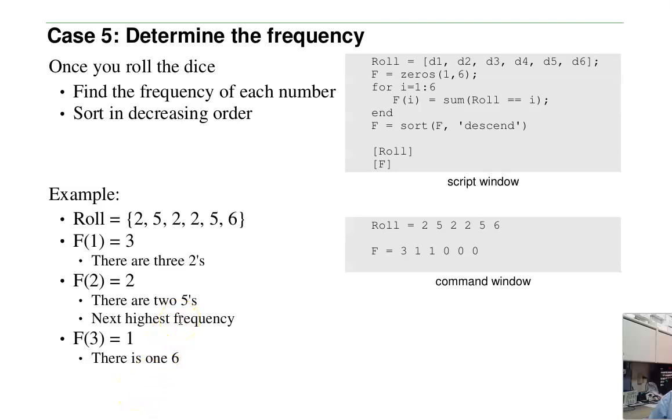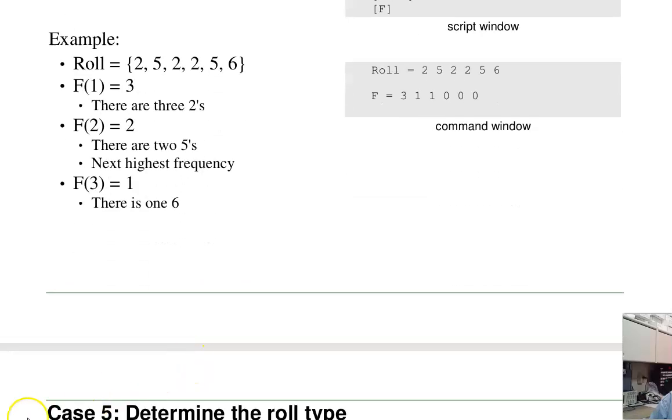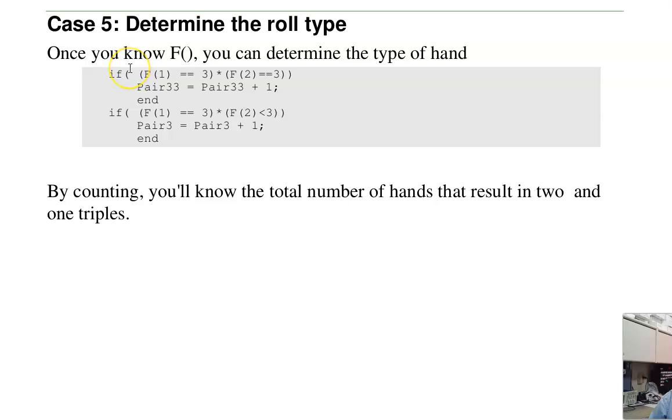Okay, now that that works, I'll then check. Was the highest frequency 3 of a kind? Second highest frequency is also 3 of a kind. I've got 2 triples.